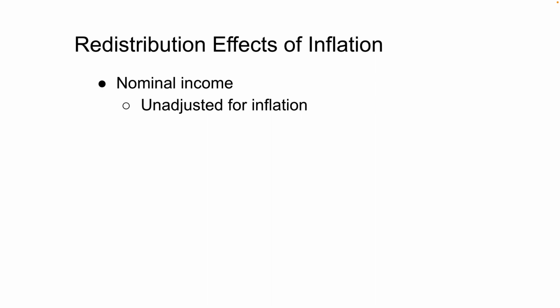So what are some of the effects of inflation? Well, one of the effects of inflation is that it tends to redistribute income. So we want to make a distinction between nominal income and something we're going to call real income. Nominal income is just what it is. It's your income, unadjusted for inflation. So whatever you bring home in your paycheck, that's your nominal income.